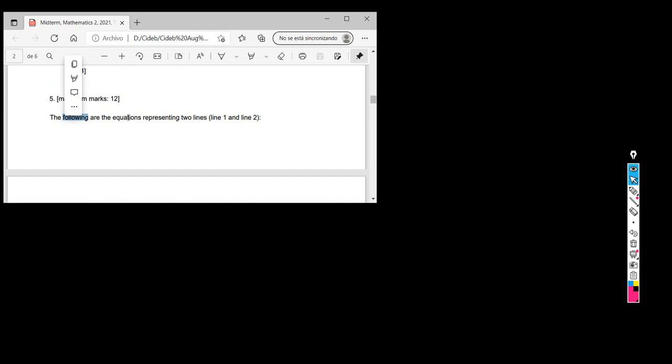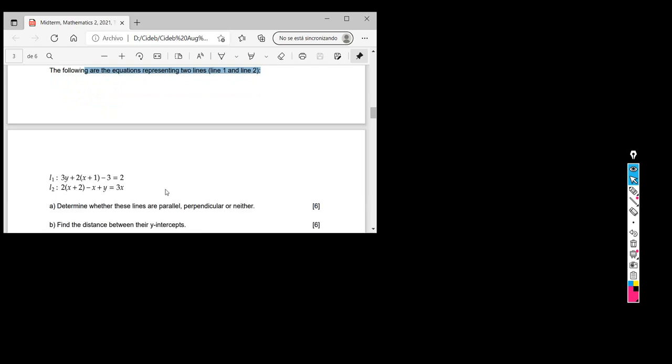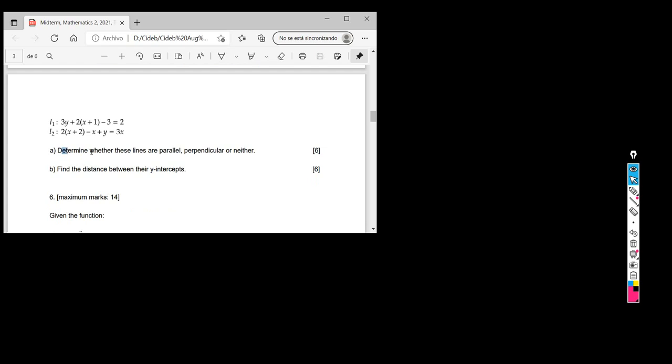Continue with problem number 5. The following are the equations representing two lines. So this is a little similar to the one before, another two equations. And then I ask you to determine whether these lines are parallel, perpendicular, or neither. And I also ask you to find the distance between their y-intercepts. So let's begin.